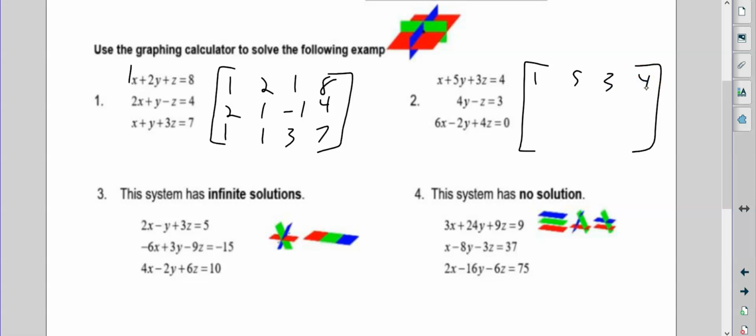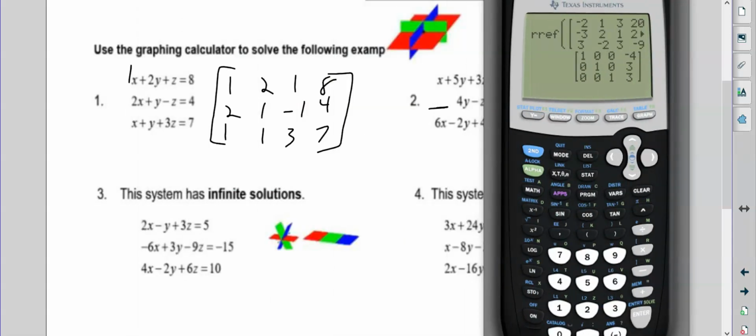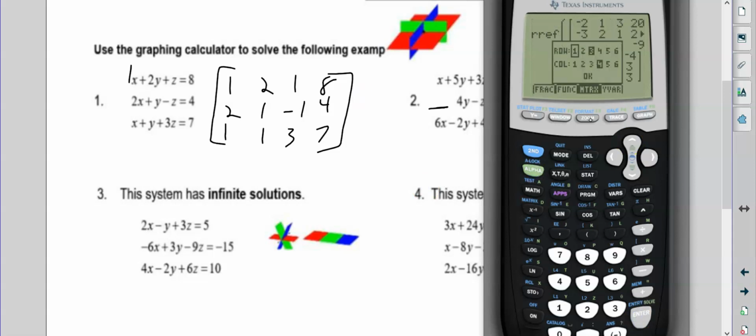So 1, 5, 3, 4. Now notice there's no number here, so we put a 0 because there's 0 x's. Then 4, -1, 3, and then 6, -2, 4, and 0 because we have a 0 there. And then we just do the whole process again. Once we're here, we go to alpha zoom. It's already set up, so you just arrow down to OK and enter right into it. And put the 12 numbers in slowly and carefully with double checking all along the way.